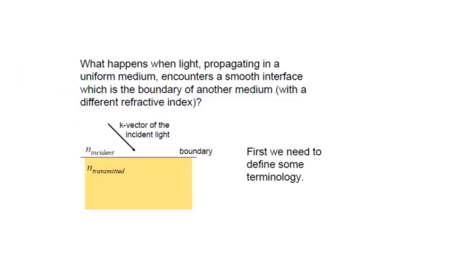I think all of you know this: light propagating in a uniform medium encounters a smooth surface, which is the boundary of another medium of different refractive index. Here I have shown a k vector of the incident light, and this is a boundary. The refractive index is shown by this incident refractive index, and this is the transmitted refractive index. Due to this, at the boundary, we need to define some terminology before studying Fresnel laws.